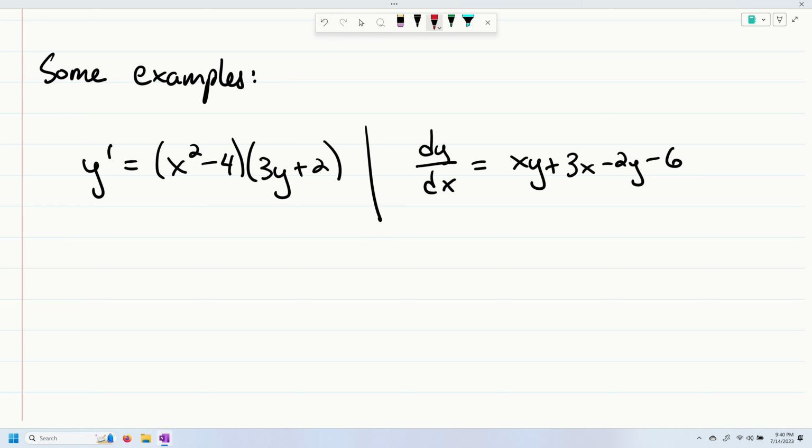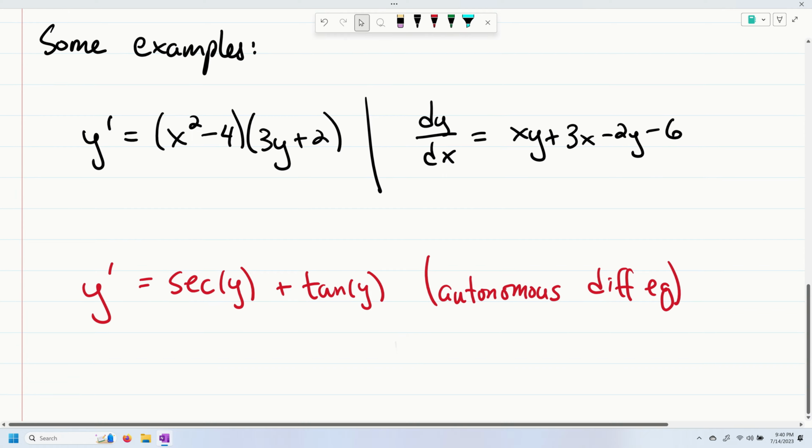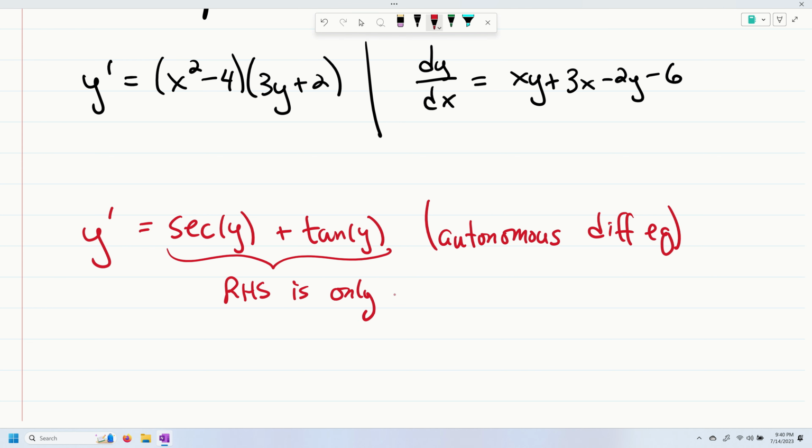Even an example like this, and this is a special one: y prime equals secant y plus tangent y. This is special because it is called an autonomous differential equation. The reason it's autonomous is because the right-hand side is only in the variable y.